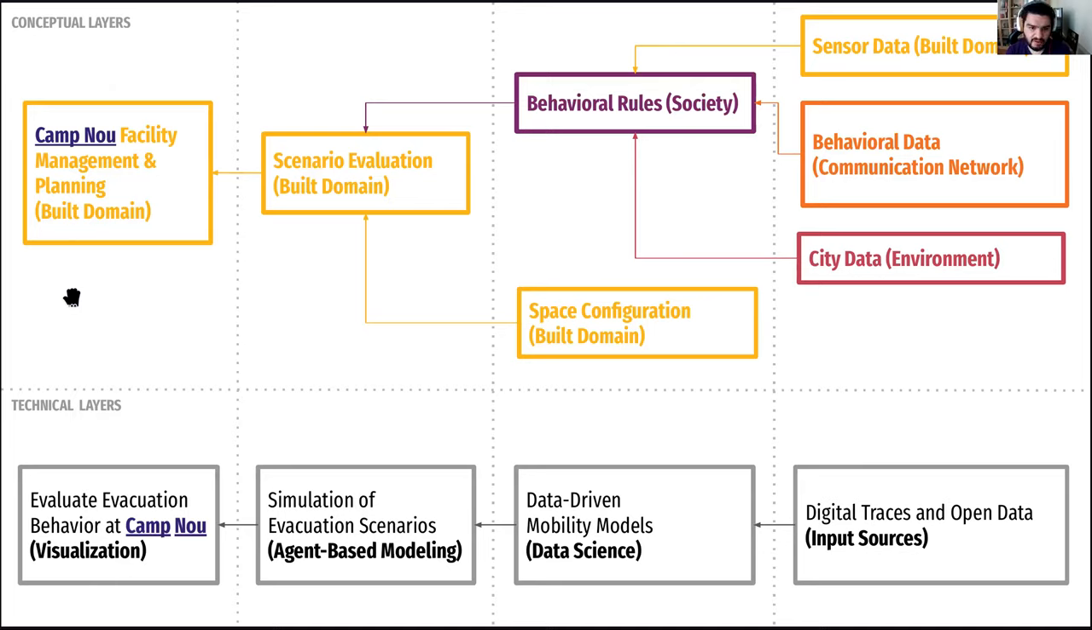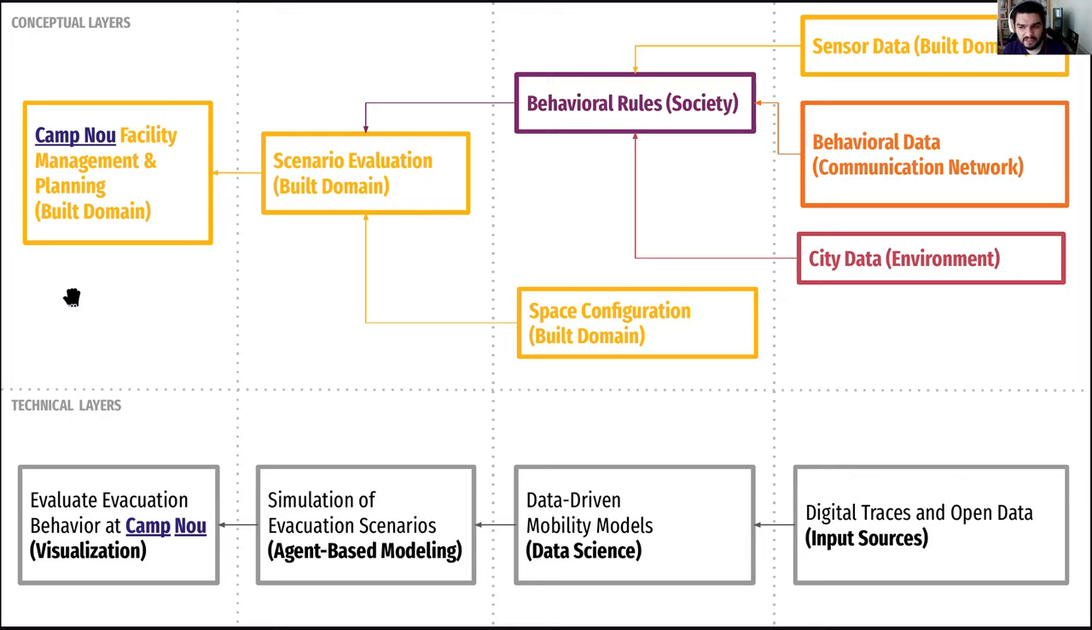So at the conceptual level, we want to do facility management and planning at Camp Nou. To do that, in the context of this phased renovation, we need to evaluate many different scenarios. Scenarios regarding how many people are in the stadium, what happens in the stadium, what is the state of the reconstruction of the stadium. To evaluate these scenarios, we need at least two sources of input. Behavioral rules for the different agents that come from society, but also we need the configuration from the building. We need to know what parts of the building are open, what are closed, and so on.